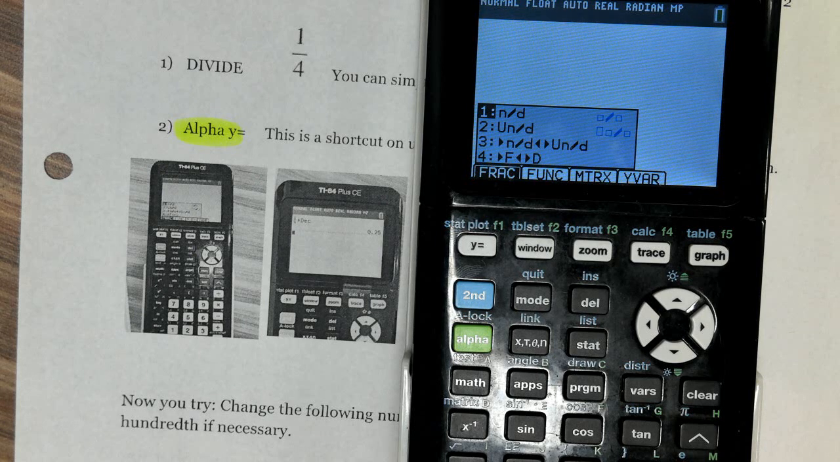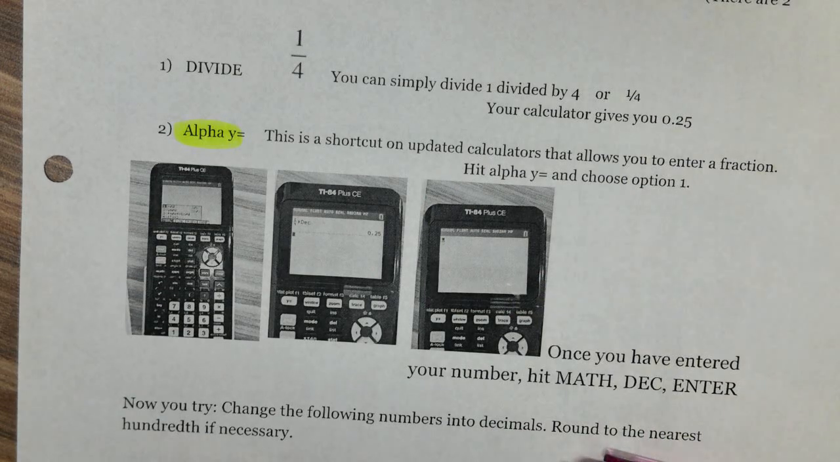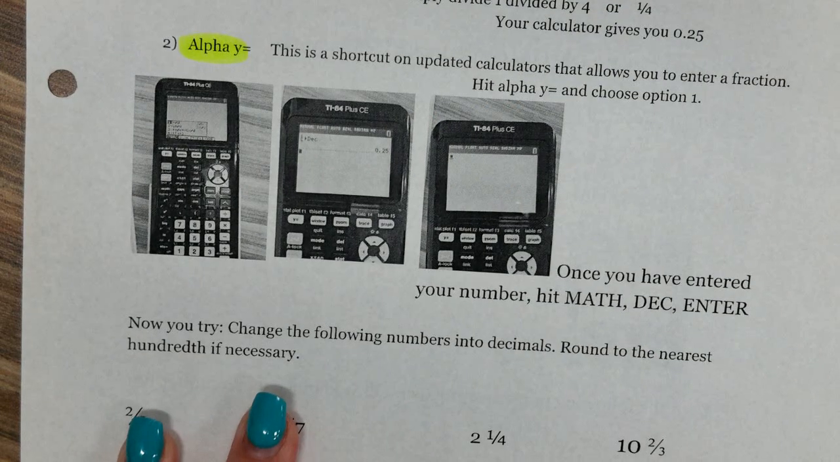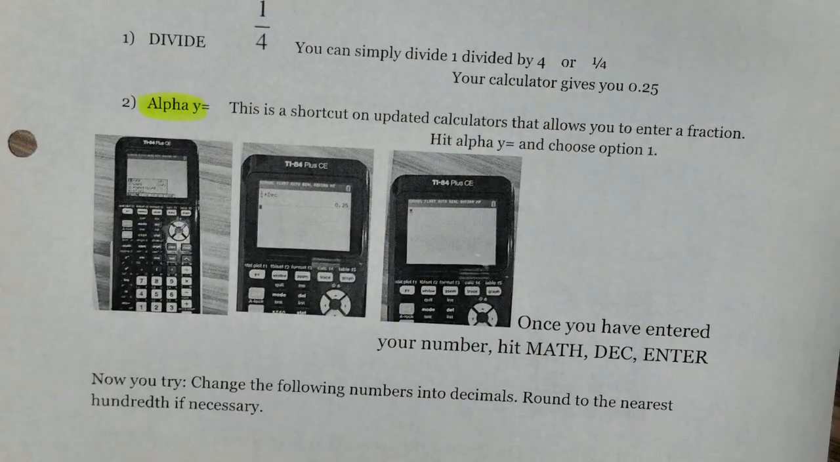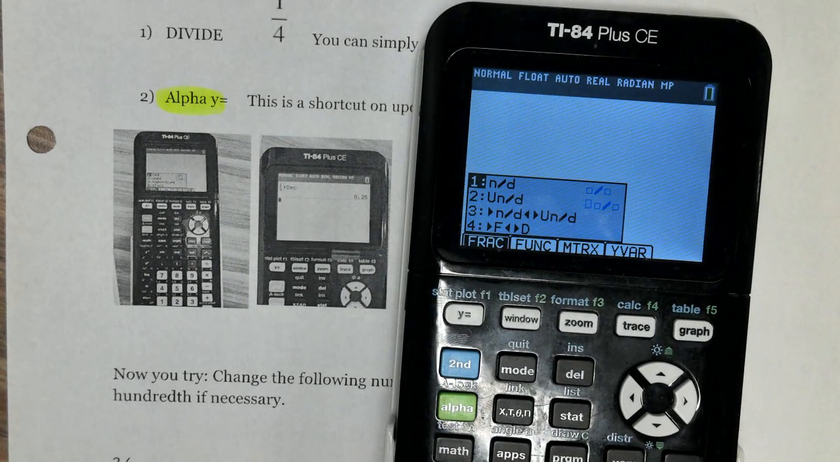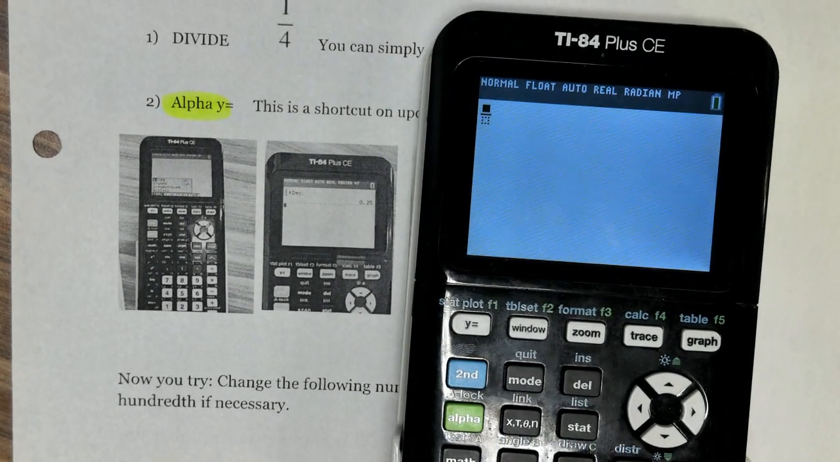Option 1 is for a basic fraction, a numerator over a denominator. Option 2 is for a mixed fraction, like 2 and 1/3. Make sense? Yes? So you just have to decide which one you need. So let's look at our notes. It wants us to change. Let's just do 1/2. So choose option 1, and 2 boxes pop up.